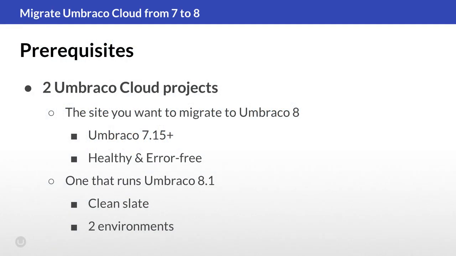First of all, you will need 2 Umbraco Cloud projects. The first one will of course be the cloud project that you want to migrate to Umbraco 8. A few notes on this project: it needs to be running the latest version of Umbraco 7. Currently this is Umbraco 7.15. So that means if your project is running an earlier version right now, you will need to start by upgrading.